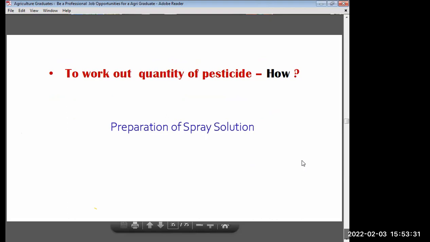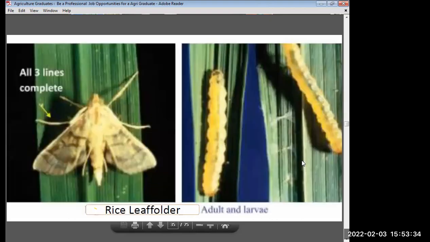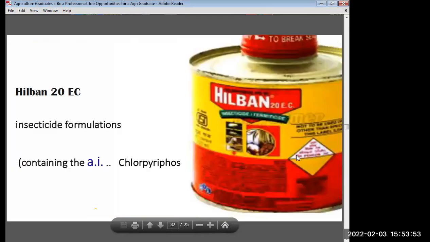How to work out the quantity of pesticide? Now the prepared solution. For example, this is the rice leaf folder pest. It has to be controlled. The rice leaf folder holds the leaf and feeds from inside. For example, chlorpyrifos is recommended. Chlorpyrifos 20 EC is requested. Chlorpyrifos 20 EC, Hilban. It is a product available as Hilban, which contains chlorpyrifos.